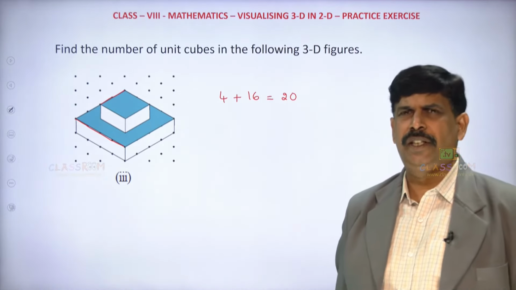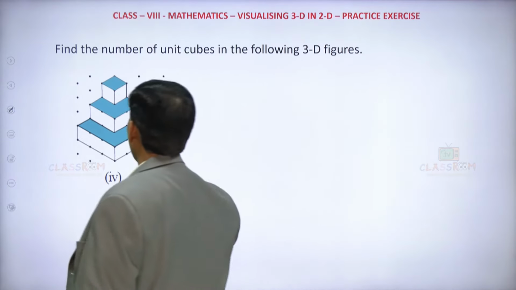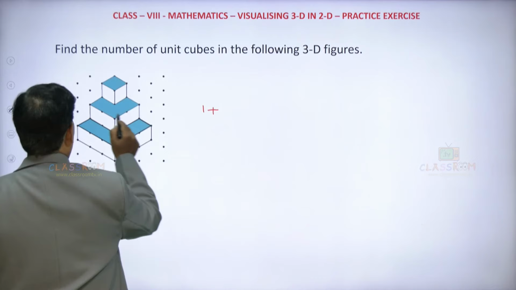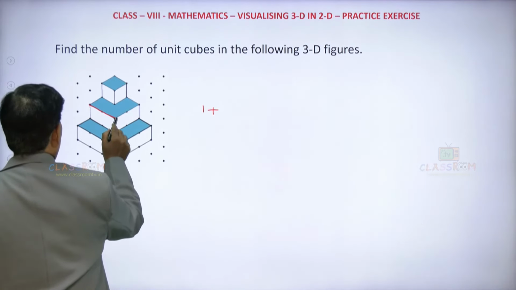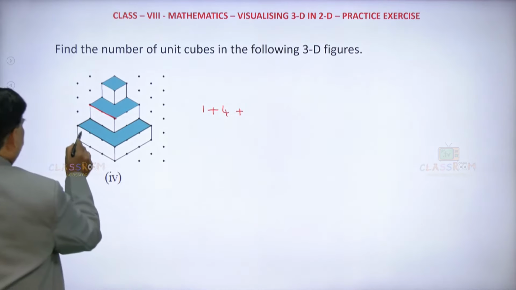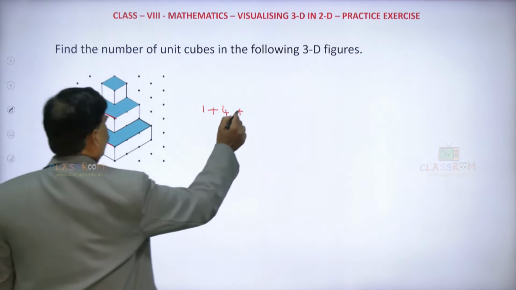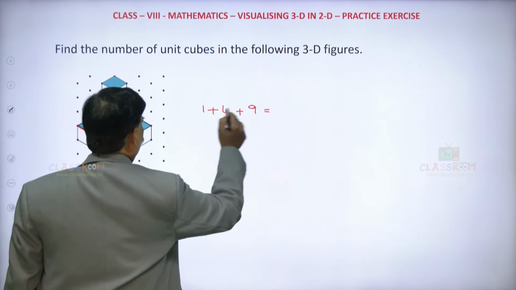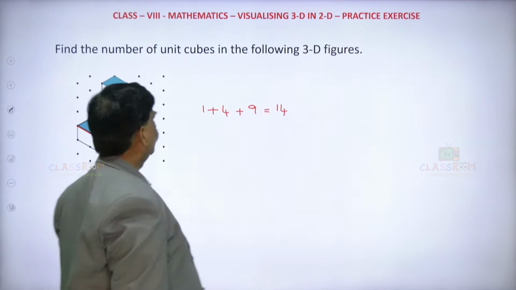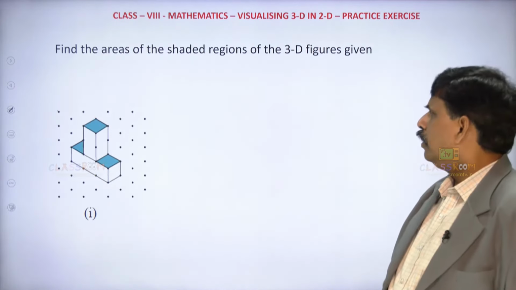Clear? See the next one now. So here, this entire is 1 plus 1, 2. So 2 by 2 is 4, plus here it is 1, 2, 3. 3 by 3 is 9. So 1 plus 4, 5. 5 plus 9, 14 are here. 14 unit cubes are there. Clear? See the next one.